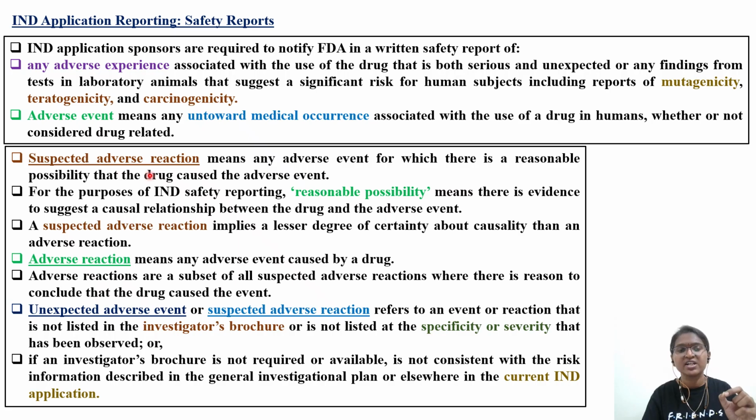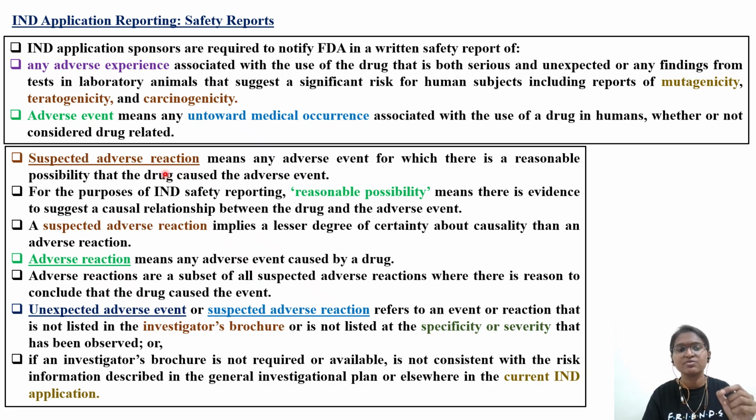Next is suspected adverse reaction. Say we are doing an investigation of a new drug. It belongs to a certain class of chemicals. We already know this class of chemicals, so you already have an anticipation that since this drug belongs to this class, there is a high possibility of this kind of adverse reaction that you can come across while doing the trial.